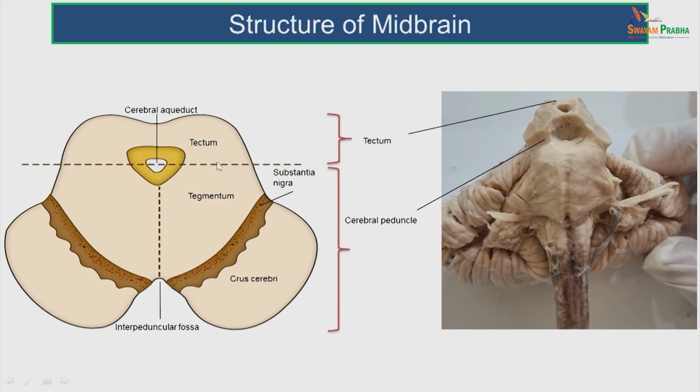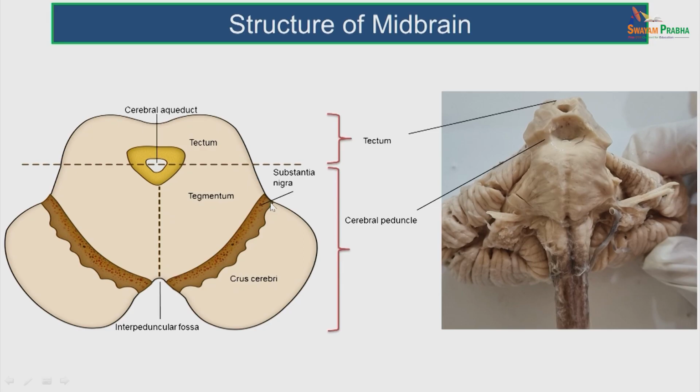We have studied the gross anatomy and external features. Now let us see what we find once we cut the structures. Anteriorly are the cerebral peduncles, and posterior to the cerebral aqueduct is the tectum. The cerebral peduncle is divided, and its anterior part is the crus cerebri, which continues as the basilar part of the pons and the pyramid.